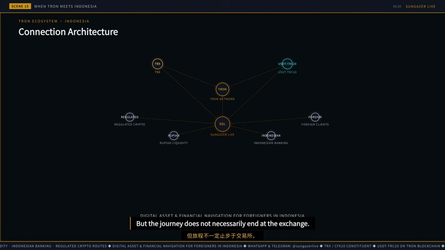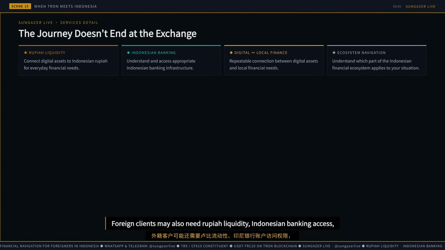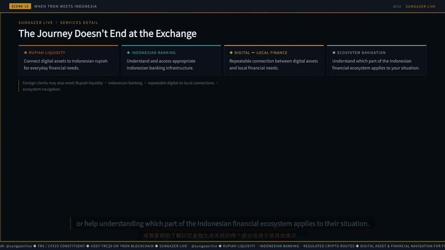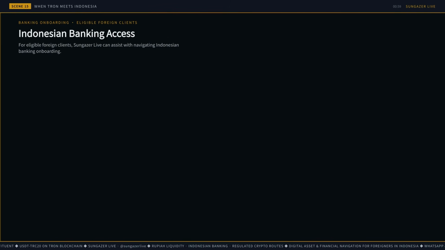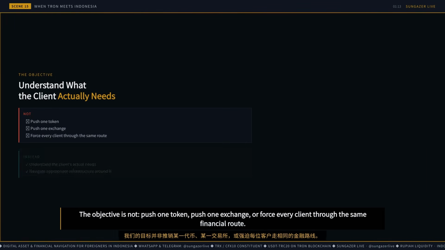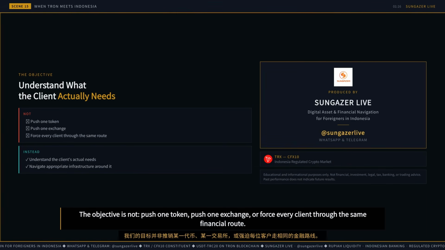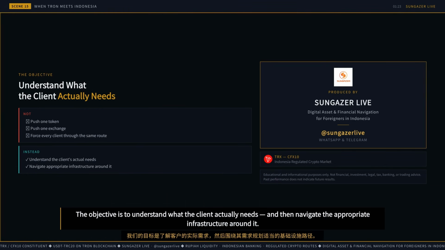But the journey does not necessarily end at the exchange. Foreign clients may also need rupiah liquidity, Indonesian banking access, a repeatable connection between digital assets and local financial needs, or help understanding which part of the Indonesian financial ecosystem applies to their situation. For eligible foreign clients, Sungaza Live can also assist with navigating Indonesian banking onboarding, subject to the requirements and final approval of the relevant bank. The objective is not to push one token, push one exchange, or force every client through the same financial route. The objective is to understand what the client actually needs, and then navigate the appropriate infrastructure around it.